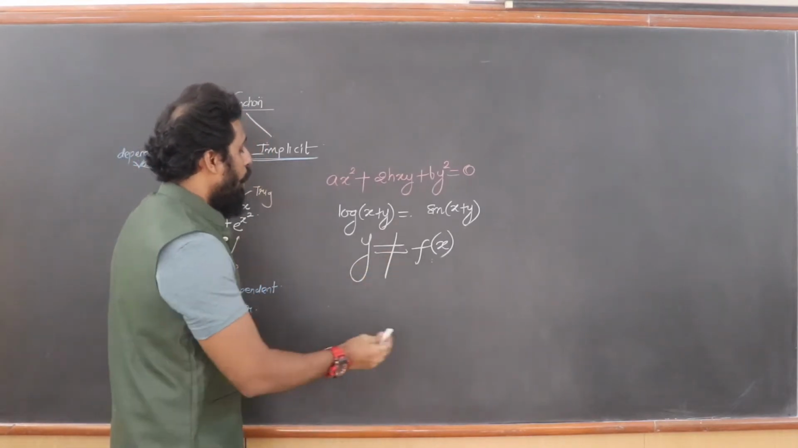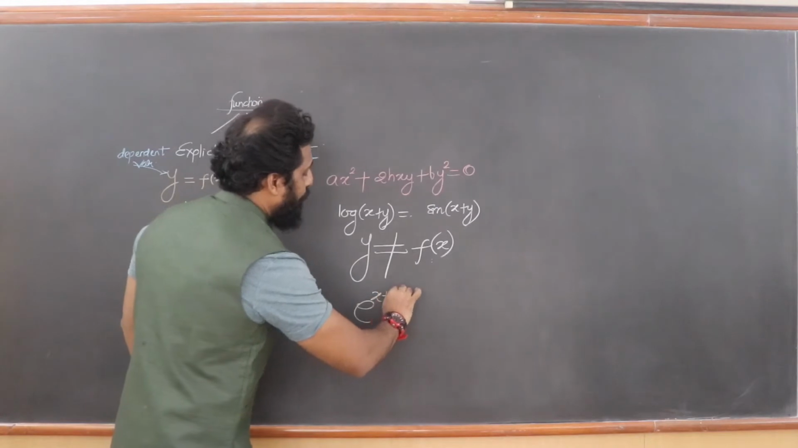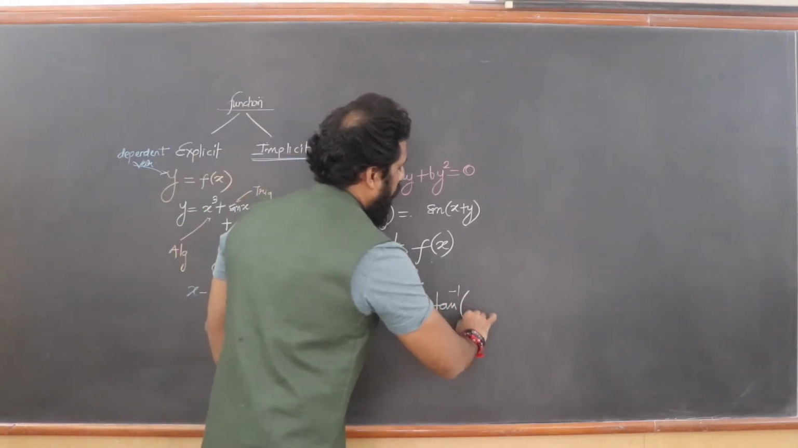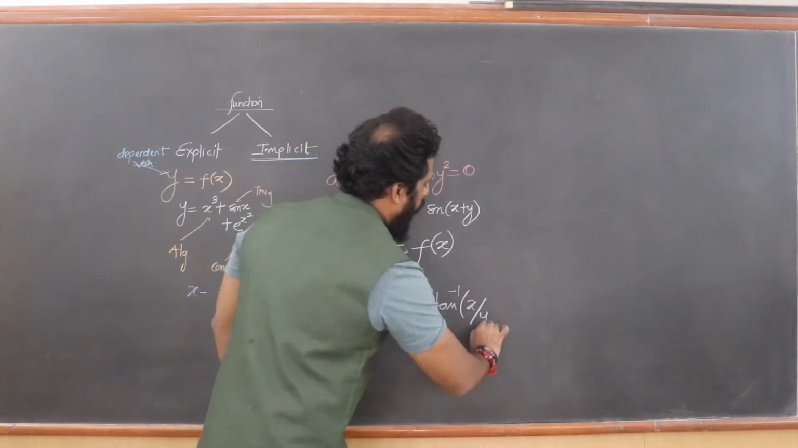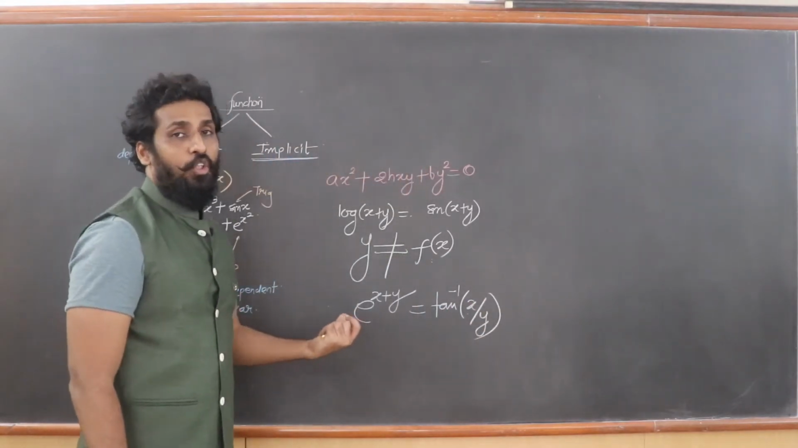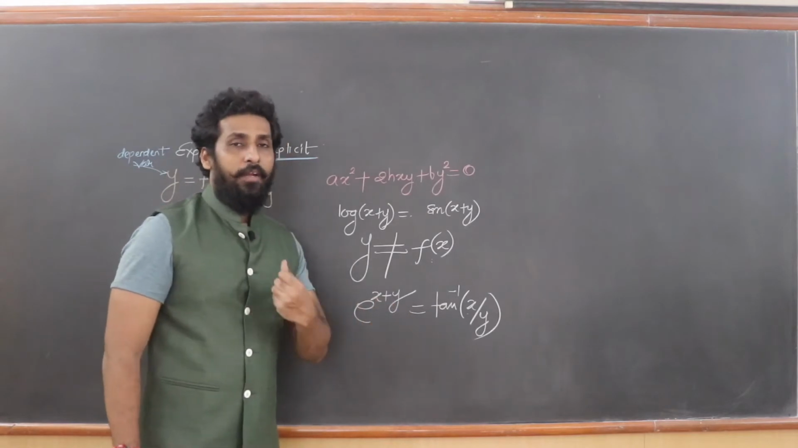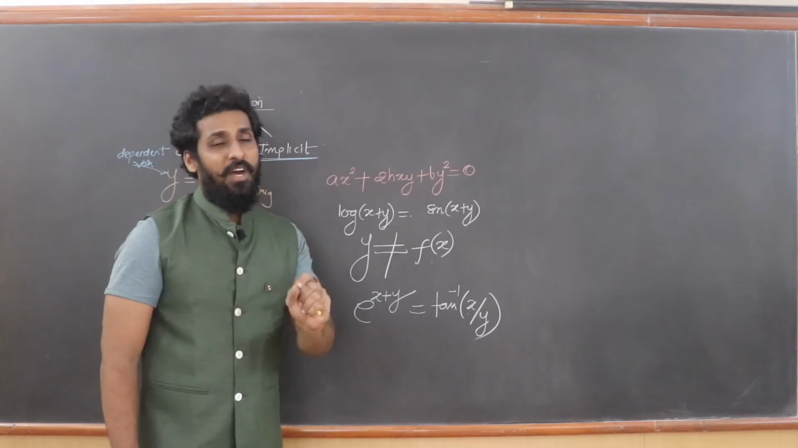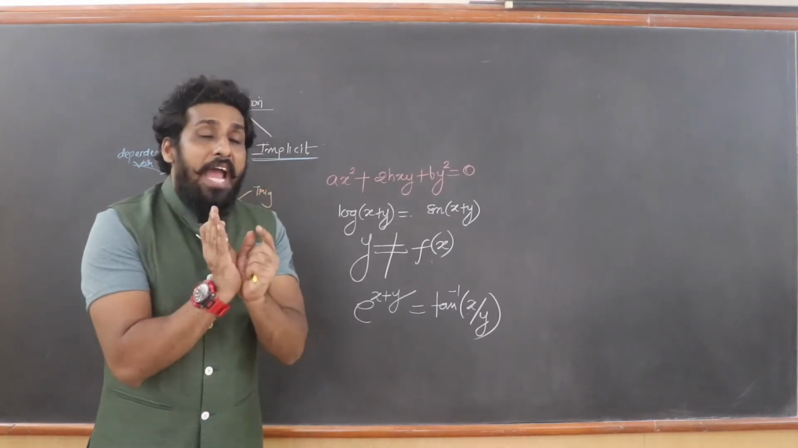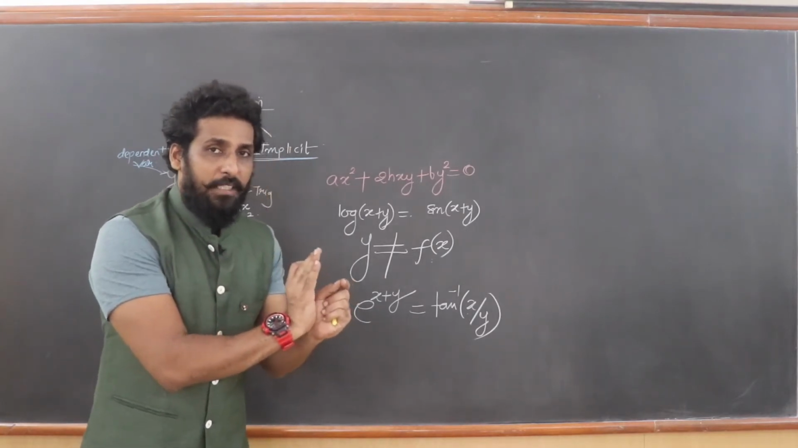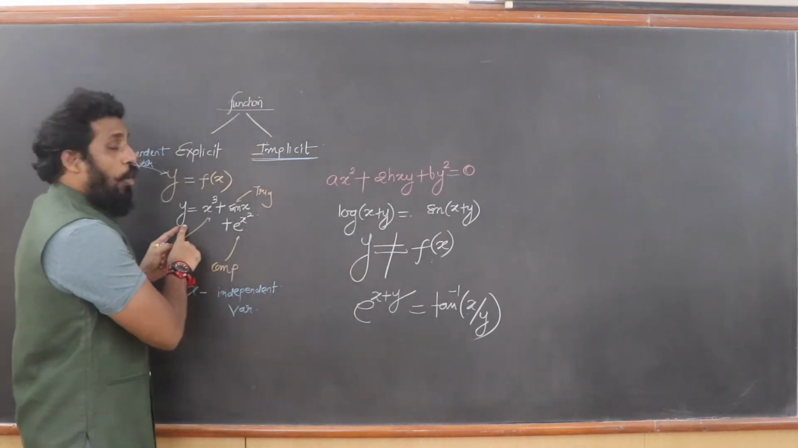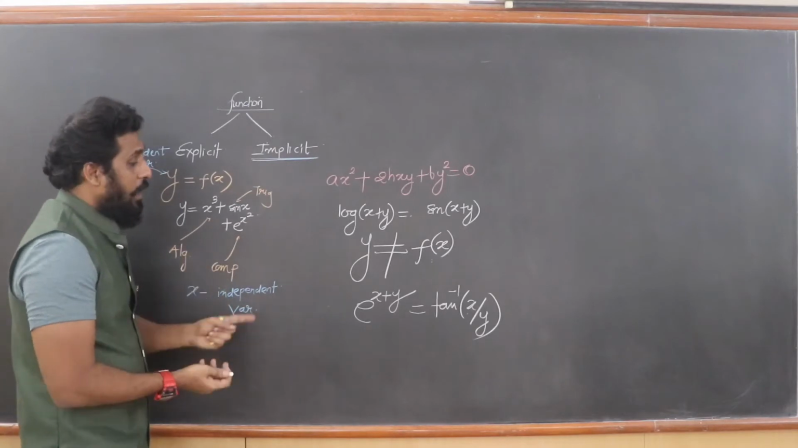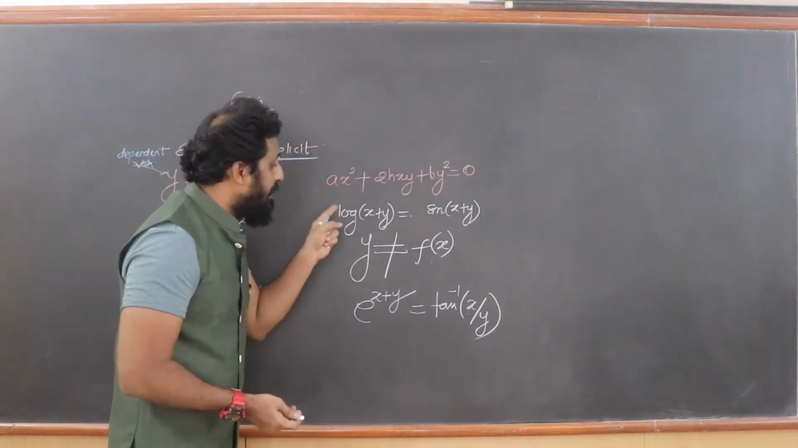Let's write one more. So if I write e raised to x plus y is equal to tan inverse of x upon y. So in this case also there is very little possibility of expressing y as a pure function of x, representing y only and only in terms of x. So here you can observe the left hand side contains only y, the right hand side contains many terms of x. So that is not possible in these equations.